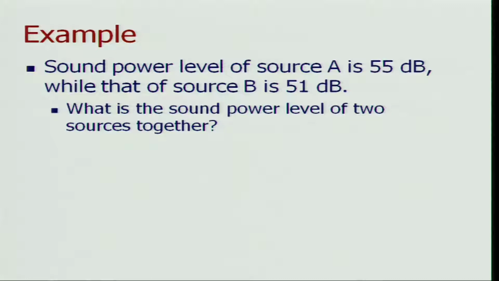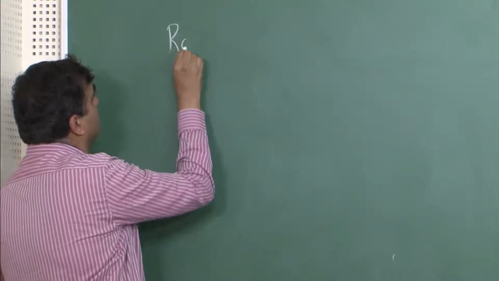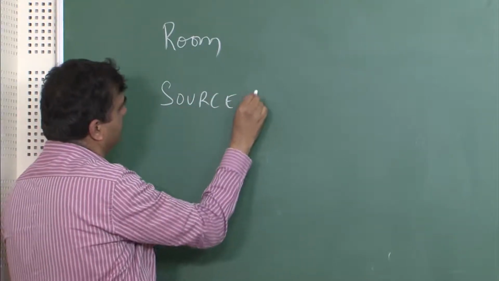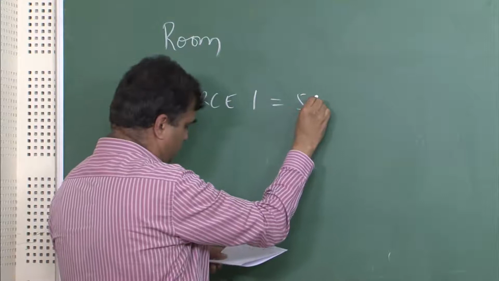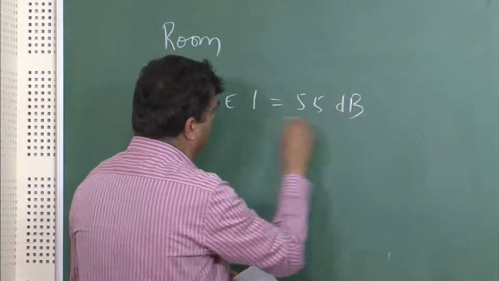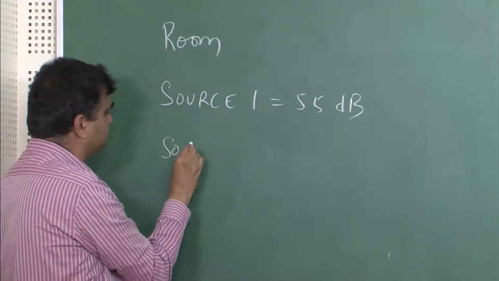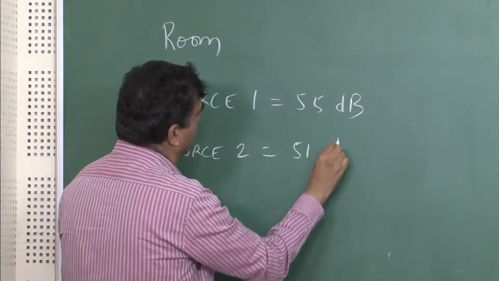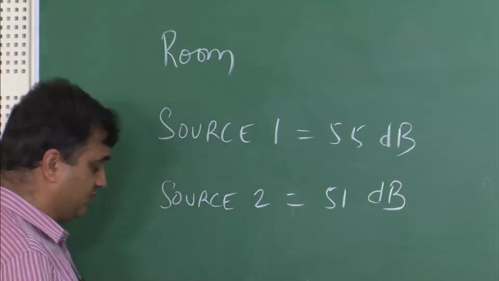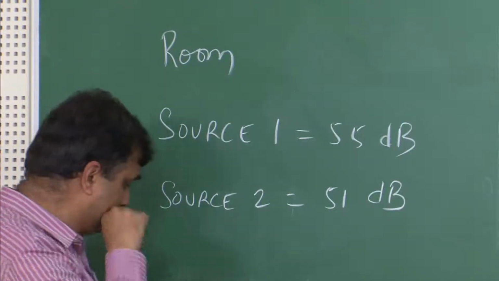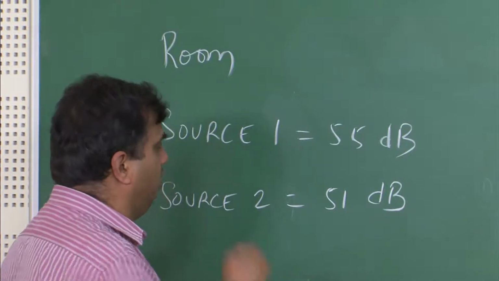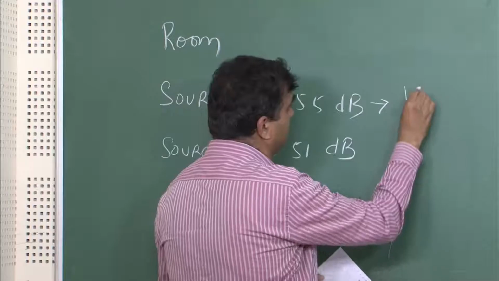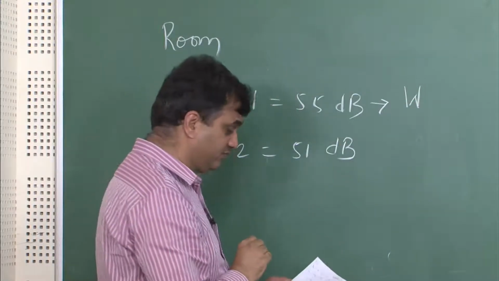So let's say you have a room, source 1 at 55 dB, and source 2 at 51 dB. Then from here you calculate what is the power flowing out of this source.